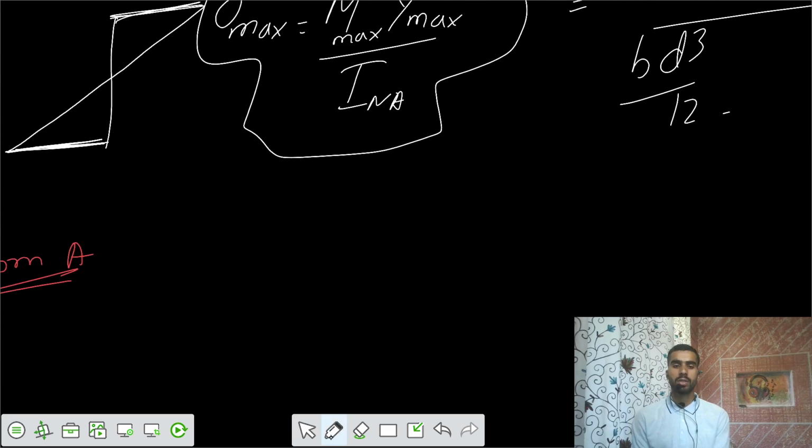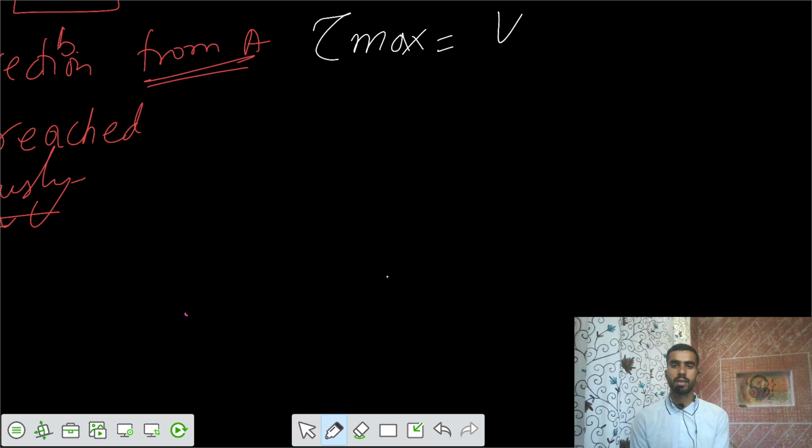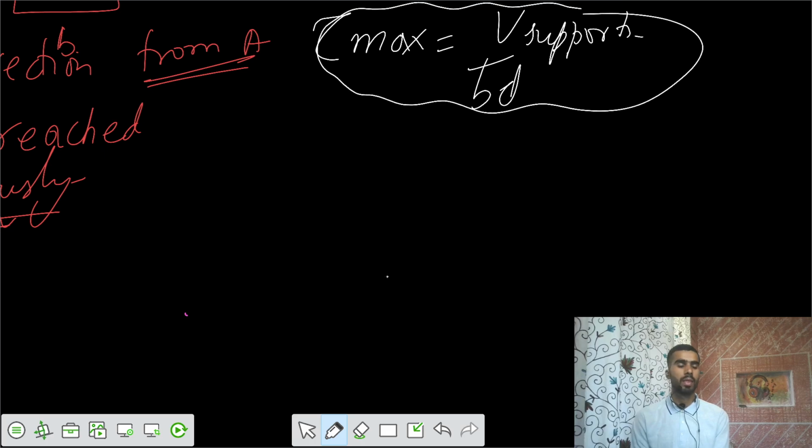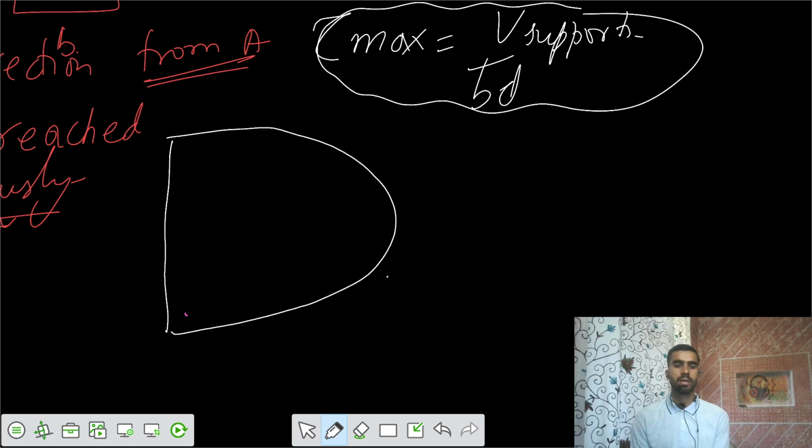And what's the tau max value we can have? Based on the cross section, do you know what's the maximum shear stress we can have? Is it V by b d? Is it V at support by b d? Or is it something else?